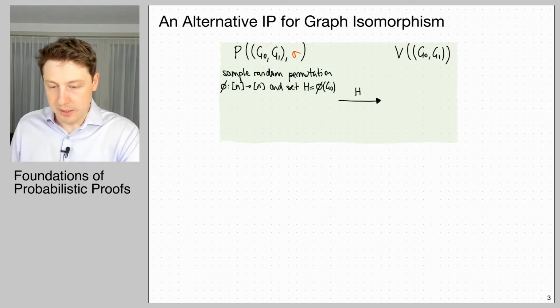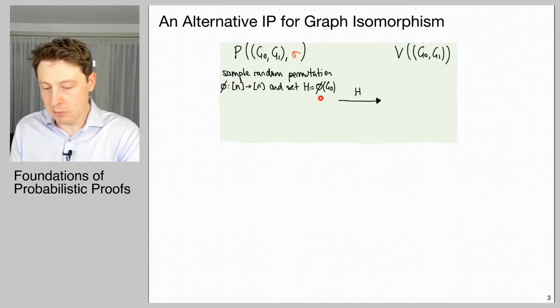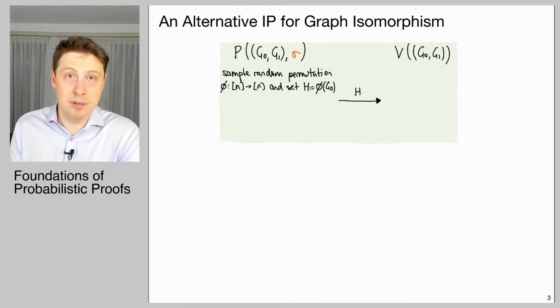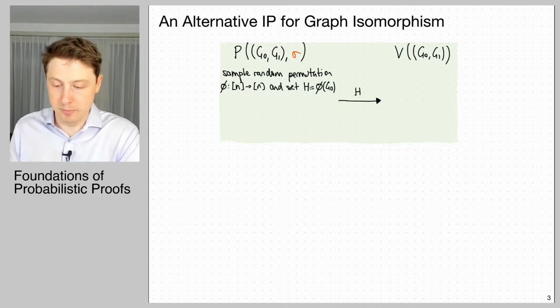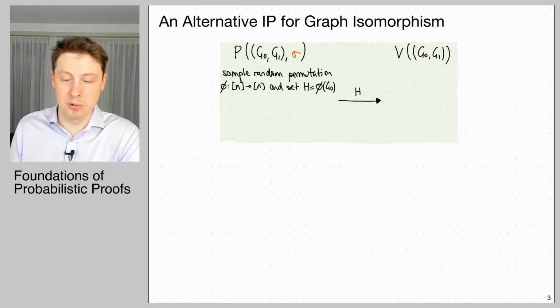So here's an alternative way that the prover could convince the verifier that the two graphs are isomorphic. The first thing it's going to do is sample a random permutation from n to n, and just pick a random graph in the isomorphism class of G0, which, by the way, when G0 is isomorphic to G1, is the same isomorphism class as G1, right? So this is just a random graph isomorphic to G0 and G1.